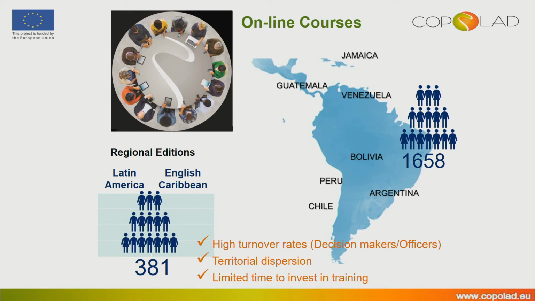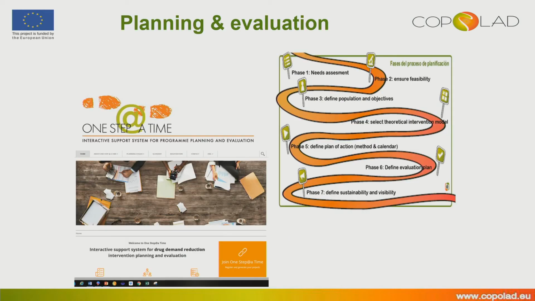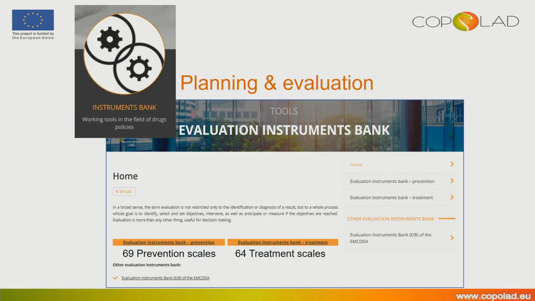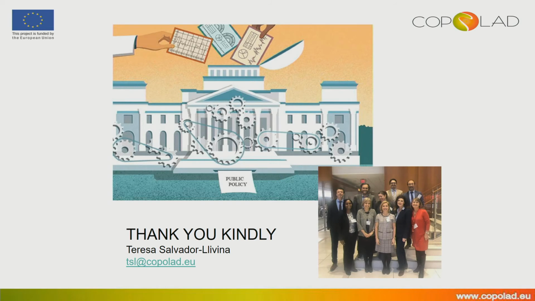Finally, in COPOLAD we have 4 online courses with regional and national editions, which also aim to contribute on those lines for policymakers. And we are developing some support tools. One of them is One Step at a Time, an interactive planning and evaluation system, which we are starting to use through regional workshops. The first will be in Buenos Aires in 3 weeks' time, and we'll have another for Central America and another for the Caribbean countries. We also have an instruments bank, and I don't want to use more time.